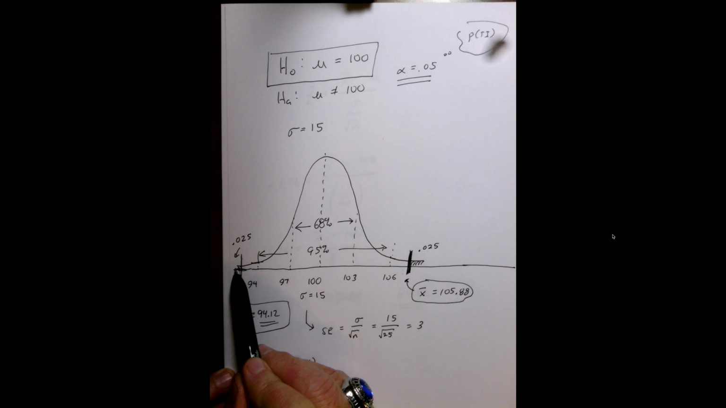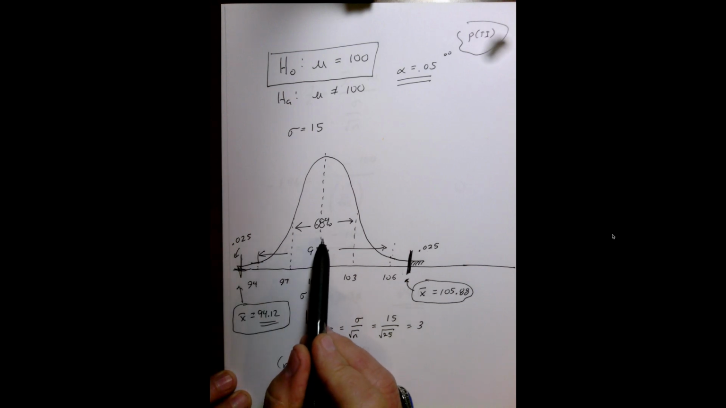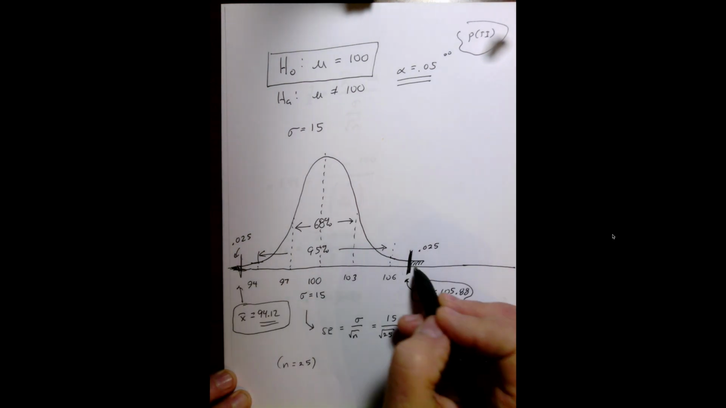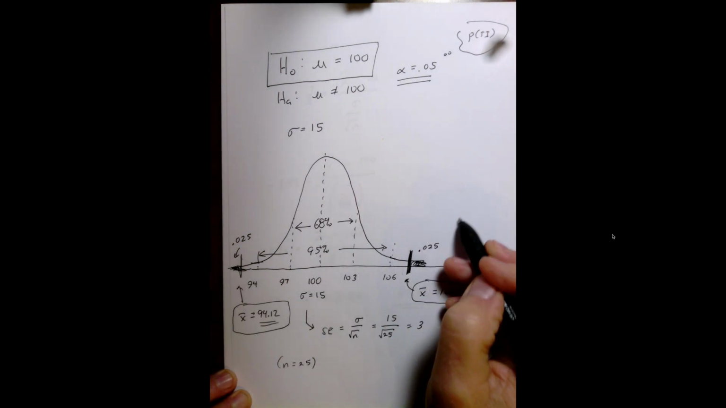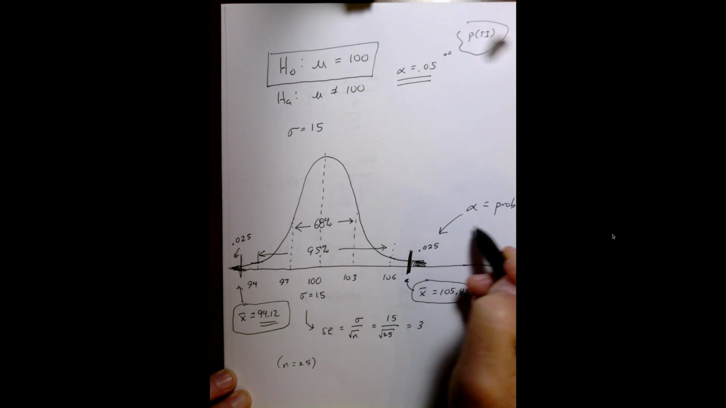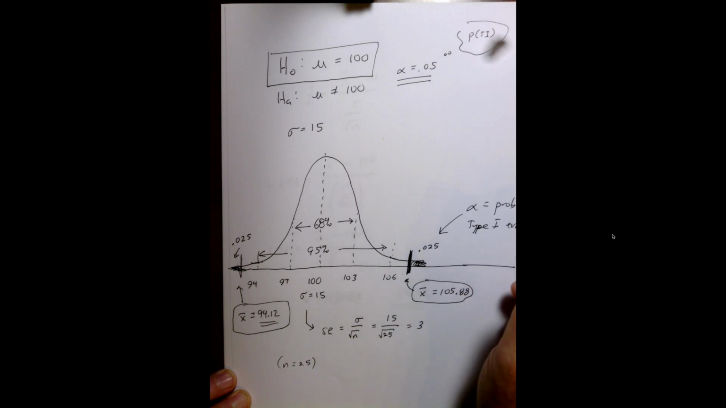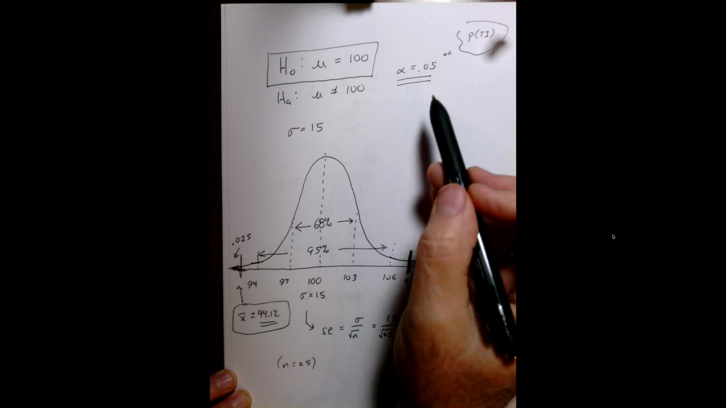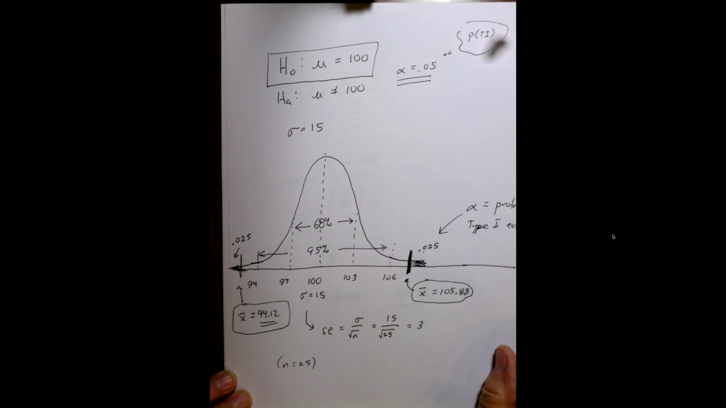Or if we get a sample mean of 94.12 or less, what decision are we going to make? We're going to reject a true null. So this region down here and this region right here is essentially just alpha, which is the probability of a type 1 error. 2.5%, 2.5%, 0.025, 0.025 adds up, of course, to our alpha value.